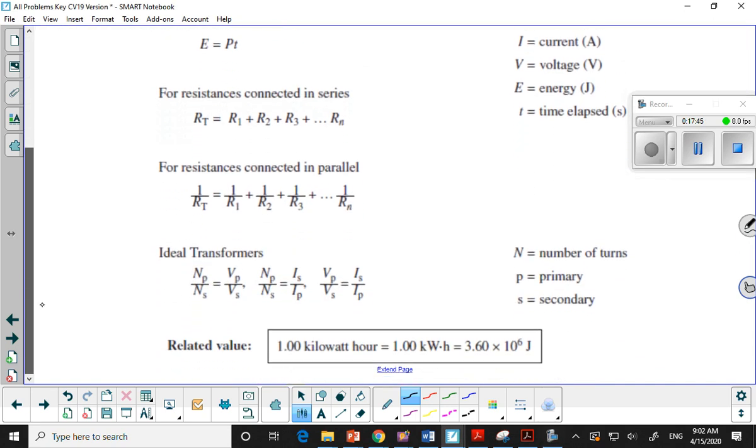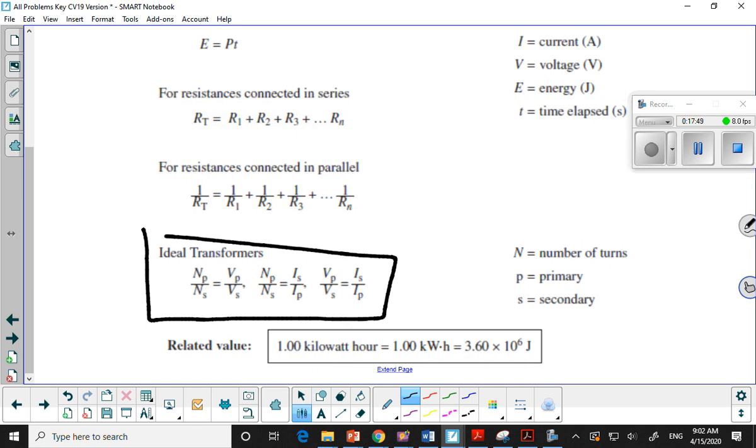We're going to go right down here to this section on transformers. So that's what we just went over. Again, N stands for the number of turns. And on your sheet today, I'm going to call them wraps, but wraps are turns. P is primary, S is the secondary. They don't bother telling you V and I because they're still up here, voltage and current.